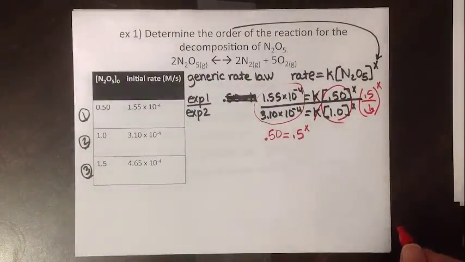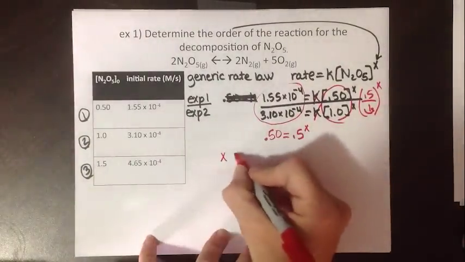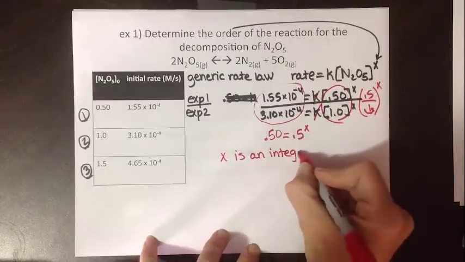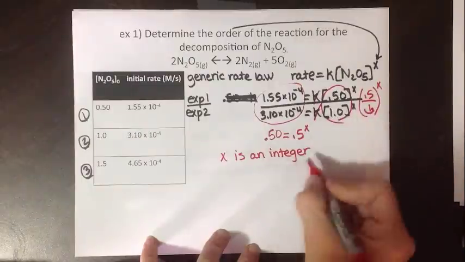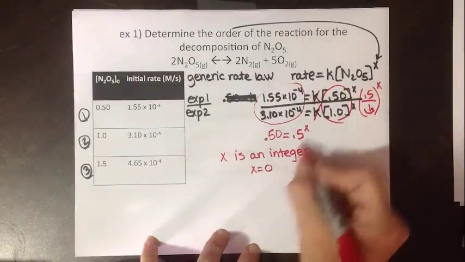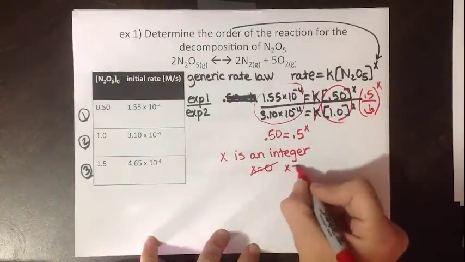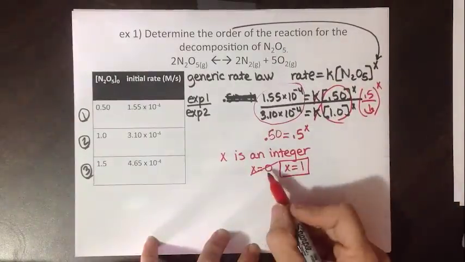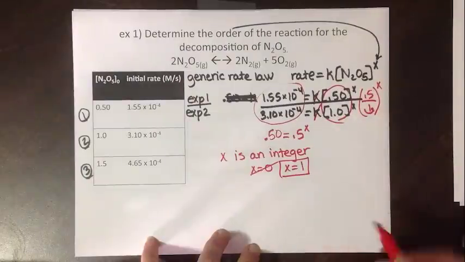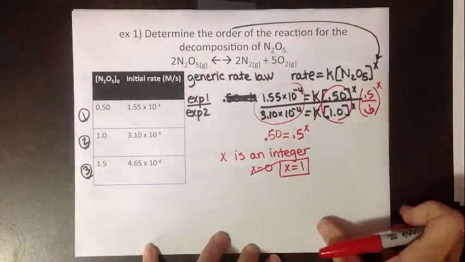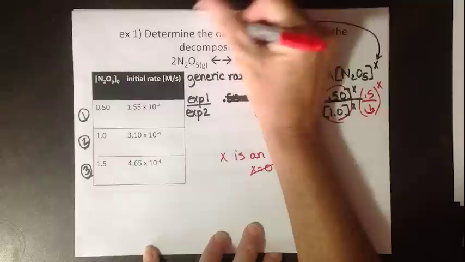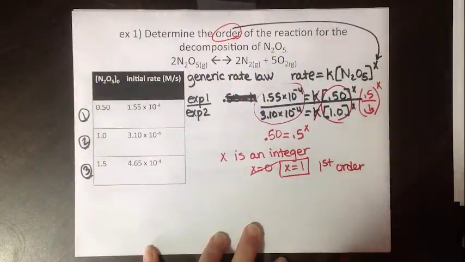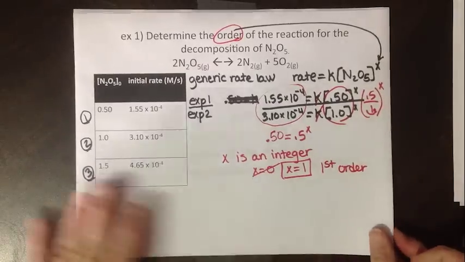X is going to be an integer because you're not in college, so we're going to make it nice. So, could x be 0? No. Could x be 1? Yeah. There we go. And I would just run through 0, 1, 2, 3. If it's not one of those, you messed up the problem. Sorry. So the order of this reaction is first order reaction. And that's it. Let's try another practice one.